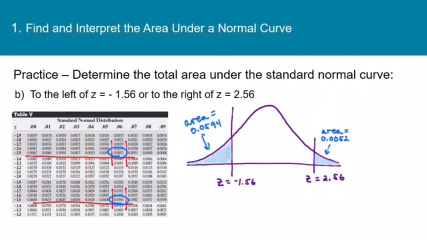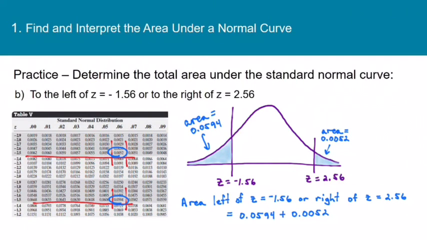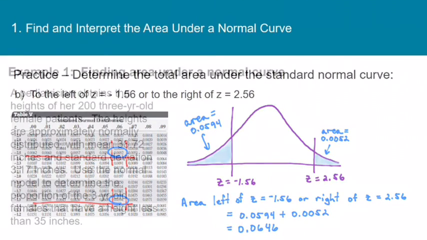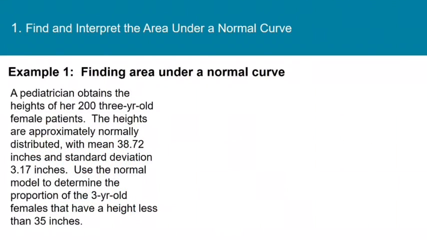And then to find the total area, we just add these two areas together. So 0.0594 plus 0.0052 gives us a total area of 0.0646.